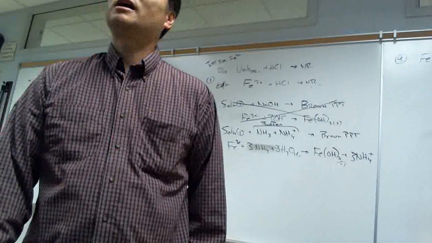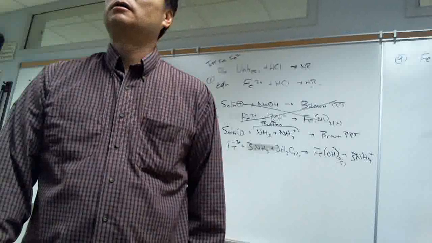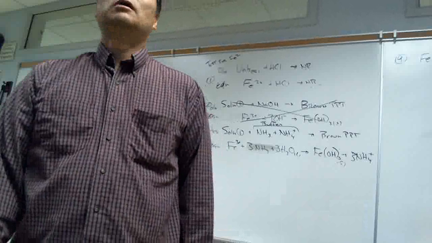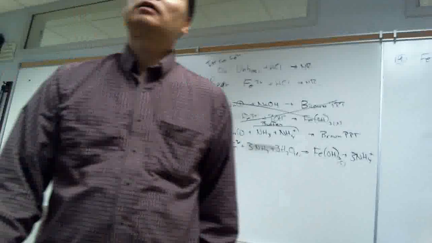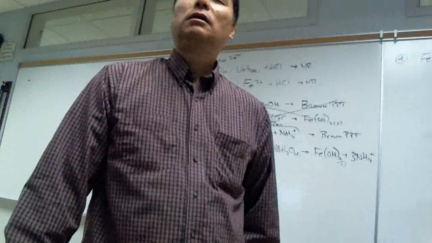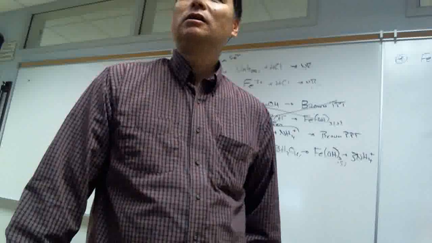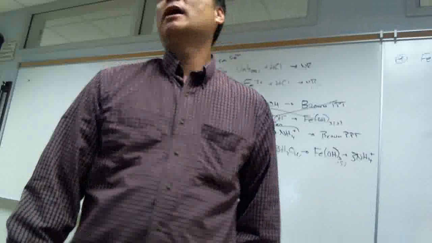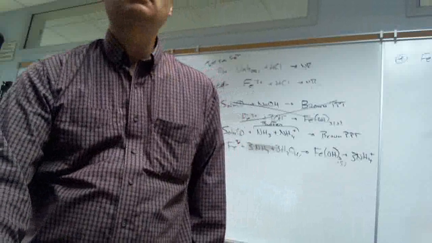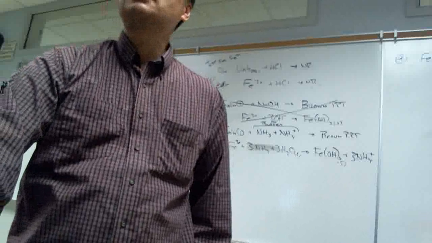Not hexa, should be tetrahydroxo aluminate ion. Whereas iron, does iron form a tetrahydroxoferrate ion? Does iron form a tetrahydroxoferrate ion? Why does aluminum get attacked by excess hydroxide but iron does not? What kind of reaction is that when aluminum gets attacked by excess hydroxide?